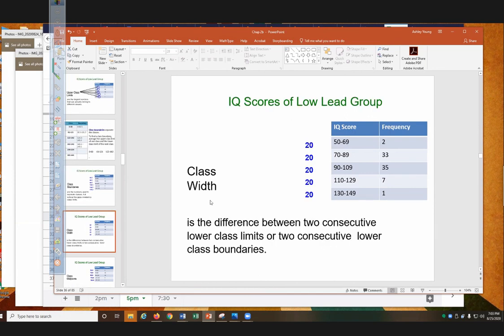Class widths, again, you find that by subtracting any two consecutive lower class boundaries, or any two consecutive upper class boundaries. So I can pick any one of these. 70 minus 50, 129 minus 109, 130 minus 110. No matter what, I'm going to get 20 because the class width should be the same between each class. Every class should always have the same class width, or else there's something wrong.